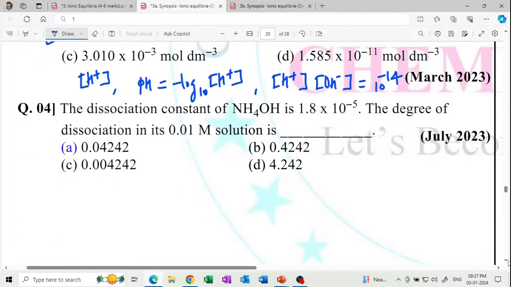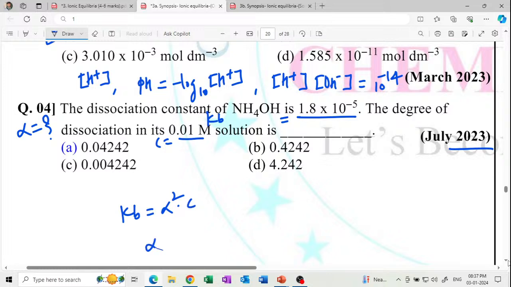Next question, July 2023. The dissociation constant Kb is given. The degree of dissociation alpha we have to calculate, and C is the concentration. So simple, Kb is equal to alpha square into C. So alpha square is equal to Kb divided by C.